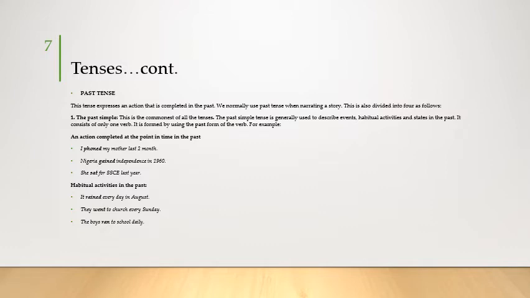Now past tense is also used to express habitual activities in the past. It rained every day in August. They went to church every Sunday. The boys ran to school daily. You could see that these sentences express habitual activities, but in the past. This is one way in which past tense is also used in the English language.